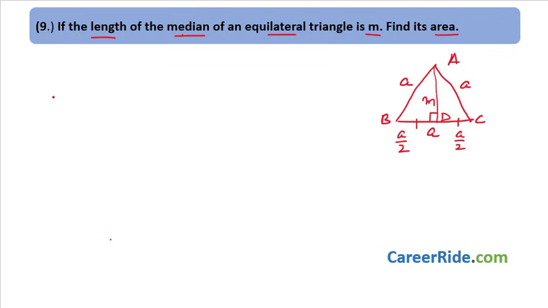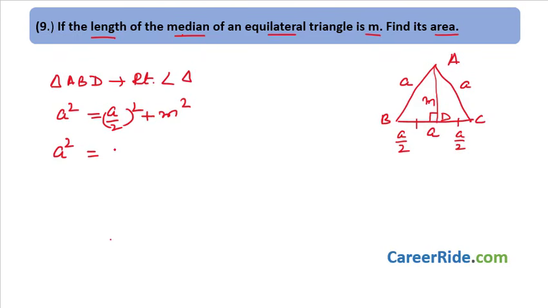Okay, so now triangle ABD is a right angled triangle. Okay, so what does it mean? It means that a square is equal to a by 2 square plus m square, by Pythagoras theorem we know that. Okay, so a square is equal to a square upon 4 plus m square. What is the value of m square we get from here?